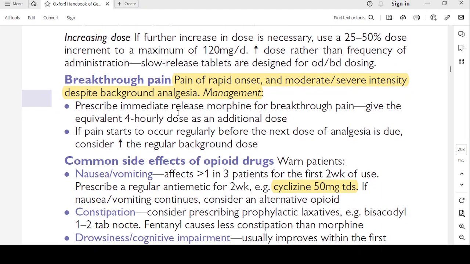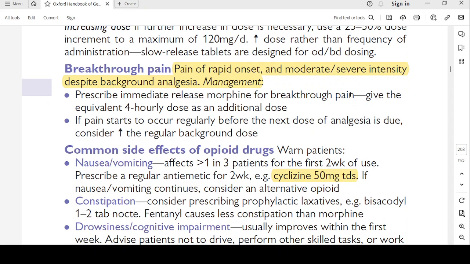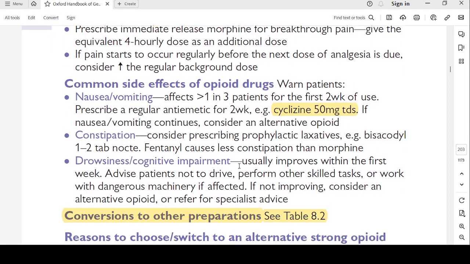Breakthrough pain. Pain of rapid onset and moderate or severe intensity despite background analgesia is called breakthrough pain. Management: prescribe immediate release morphine for breakthrough pain. Give the equivalent of the 4-hourly dose as an additional dose. If the pain starts to occur regularly before the next dose of analgesia is due, consider increasing the regular background dose.